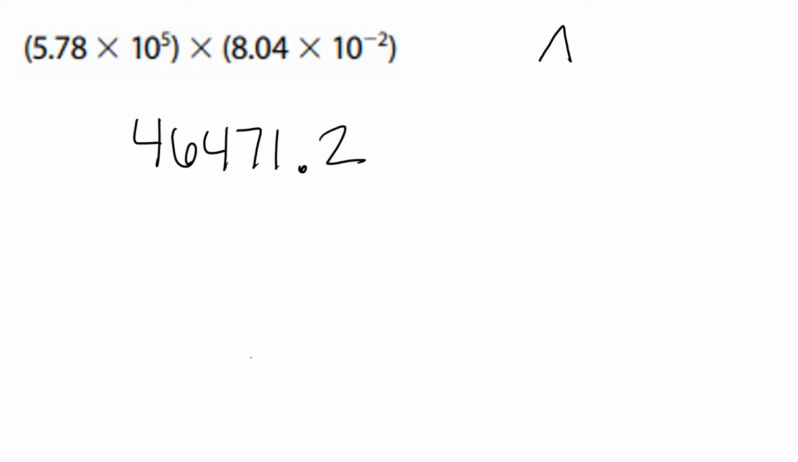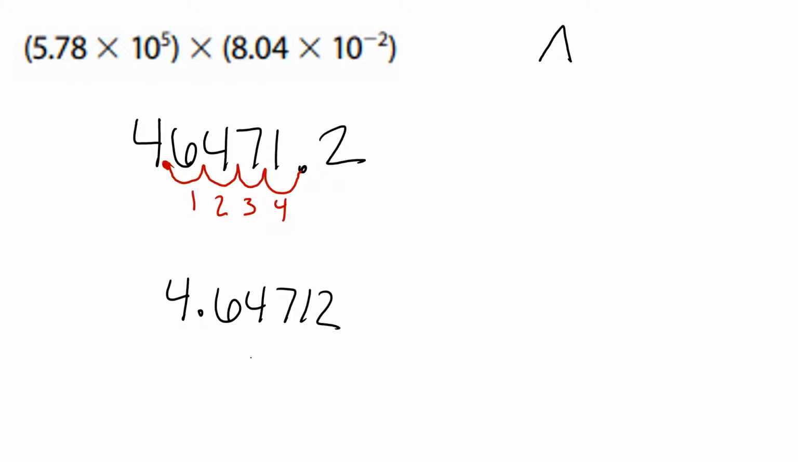We want to take the decimal point, we want to move it till it's behind the first number, meaning we have to go 1, 2, 3, 4 times. When we write our final answer, we write it as 4.64712. Always write times 10 and then to the 4th power.